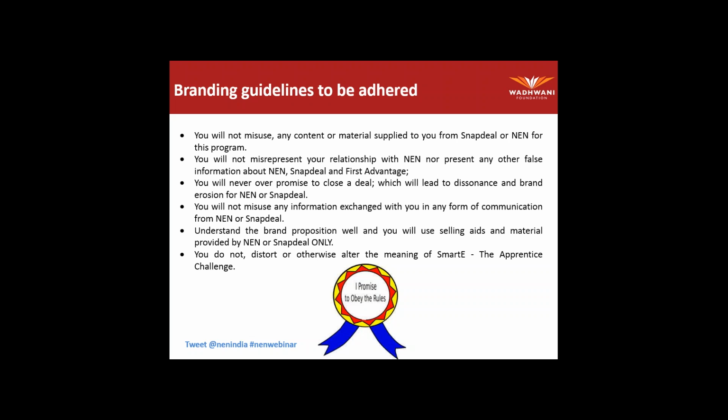First and foremost, you will use the content and the material given to you by the program heads from NEN and Snapdeal in the right manner. It should not be misused. When you go out into the market, when you go out to speak to people, you are not going to say that you are representing NEN or Snapdeal or First Advantage in any manner. You are going to tell them what this is all about, that you are a part of a program called the SmartE Apprentice Challenge, which is run by these organizations, and this program is all about whatever you're talking about, right? You're not going to say that you're representing NEN or any of the partner organizations, right?